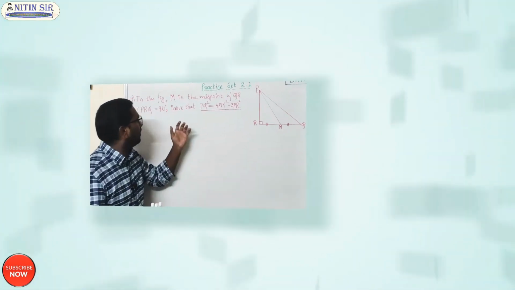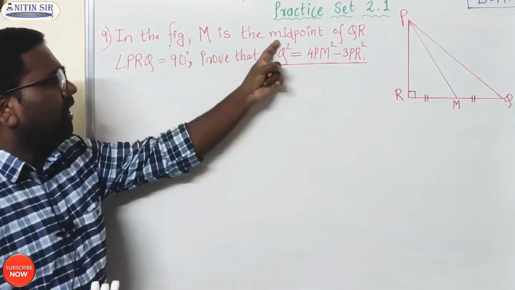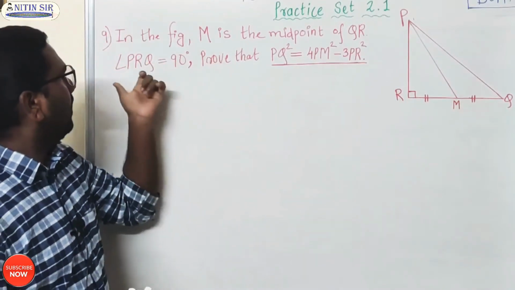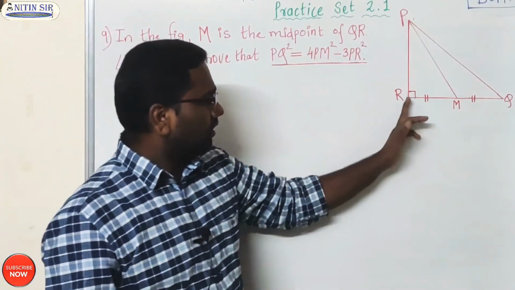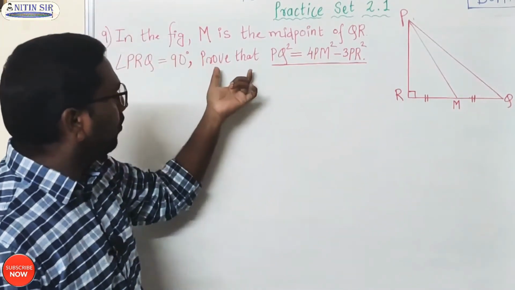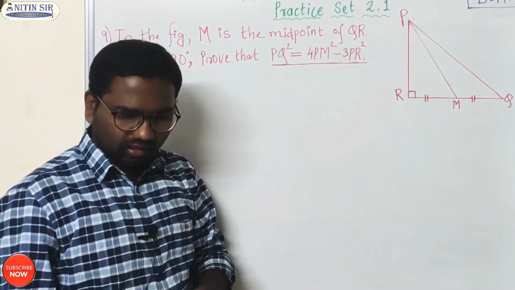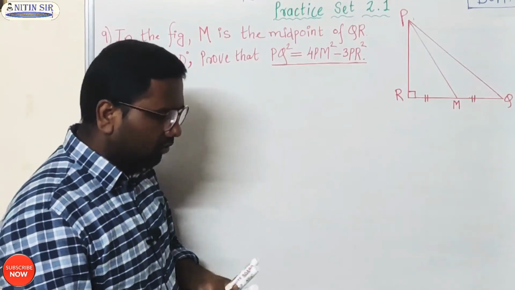7. In the figure, M is the midpoint of QR. Angle PRQ is 90 degrees, this R is 90 degrees. What we have to prove is PQ square is equal to 4PM square minus 3PR square. We have to prove this.